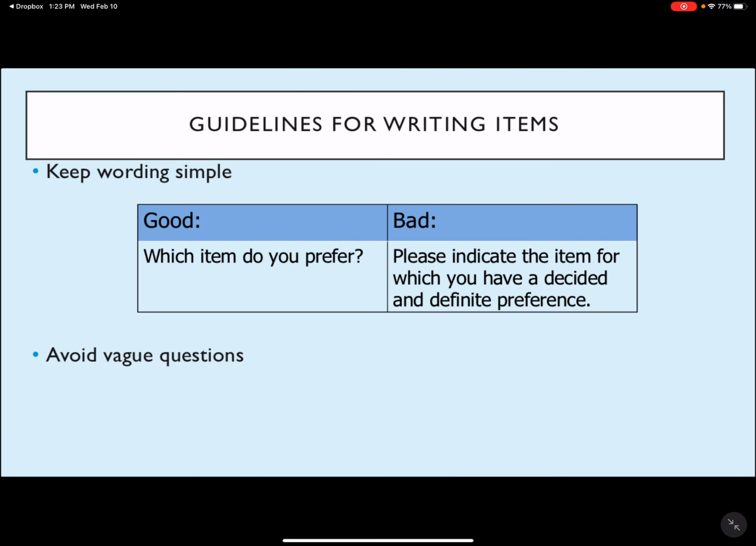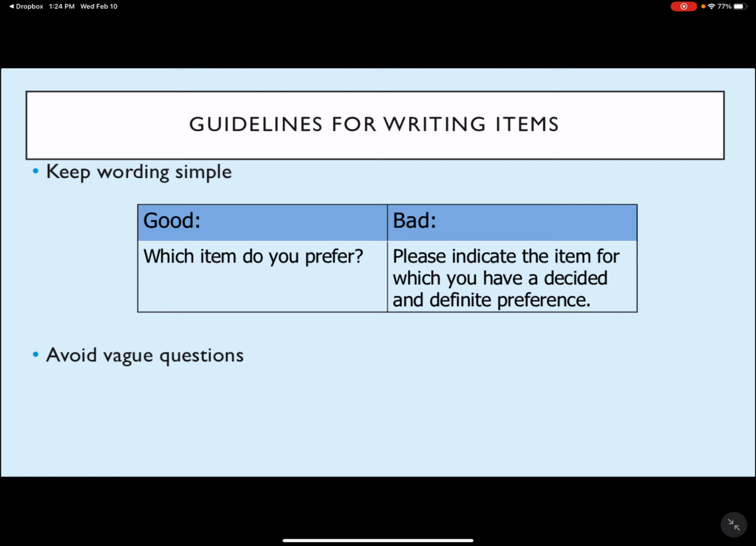Also, keep your wording simple. Sometimes, and I've taken tests like this, I'm exhausted by the time I read the question. Don't spend time making your questions fancy or pretty. Ask as simply and clearly as you can, because your focus really is on the people's answers. So instead of saying, please indicate the item for which you have a decided and definite preference, whew, I'm exhausted. I need a nap just after reading that question. Just make it simple: which item do you prefer? Much better. That question allows the person to put their energy into the answer instead of figuring out what you mean by your question.